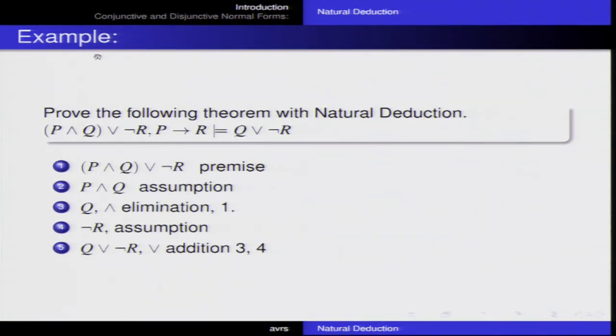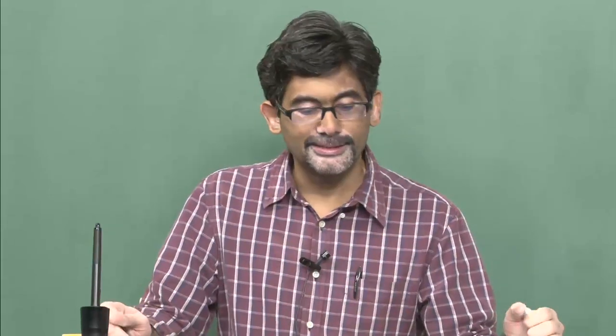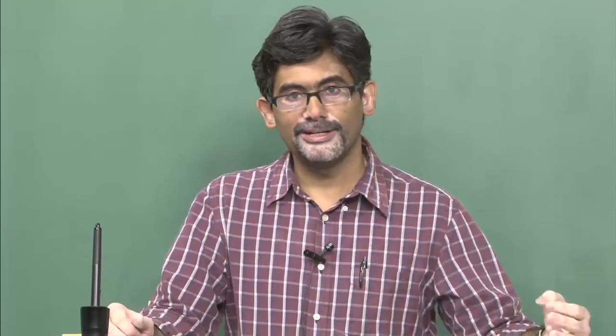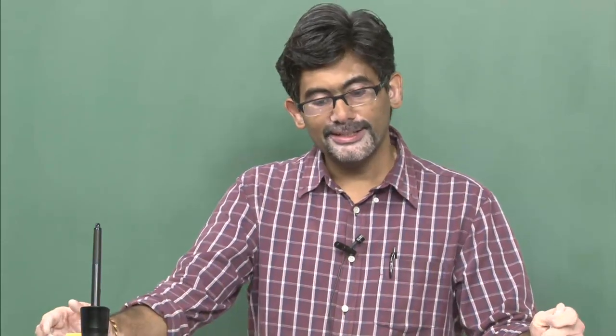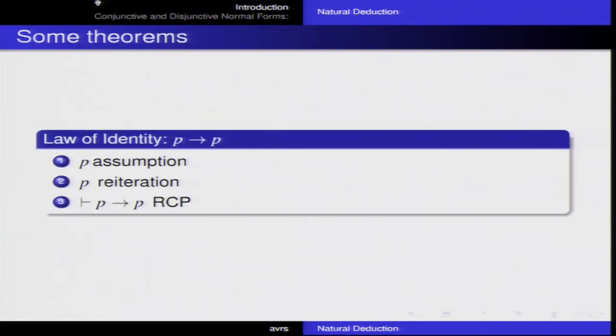Sometimes it will be so difficult. For example, suppose you are given something which is not a theorem, then you will keep on proving it and proving it, and ultimately you will not be able to prove anything. So instead of that, maybe you can use the reductio ad absurdum method, and things will become simpler.